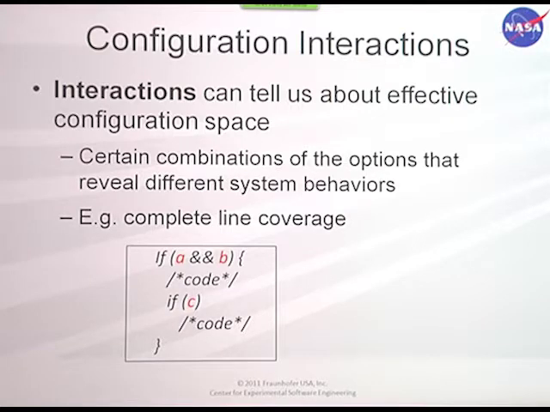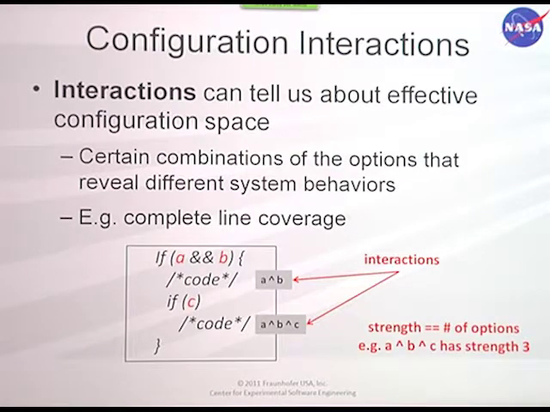Let's take a look at this very simple piece of sample code with 3 Boolean configuration options, and we're looking at the software behavior as complete line coverage. It's very easy to see here that only 2 unique combinations of option settings actually make a difference in the system in terms of the behavior we're looking at. You have to set A and B to true, and you have to set A, B, and C to be true. So we call these interactions.